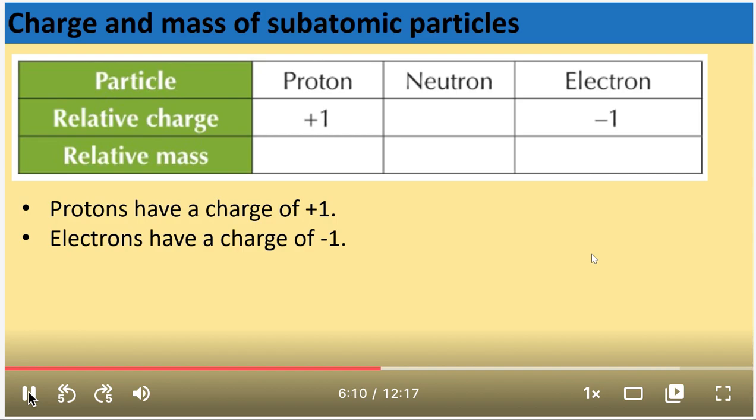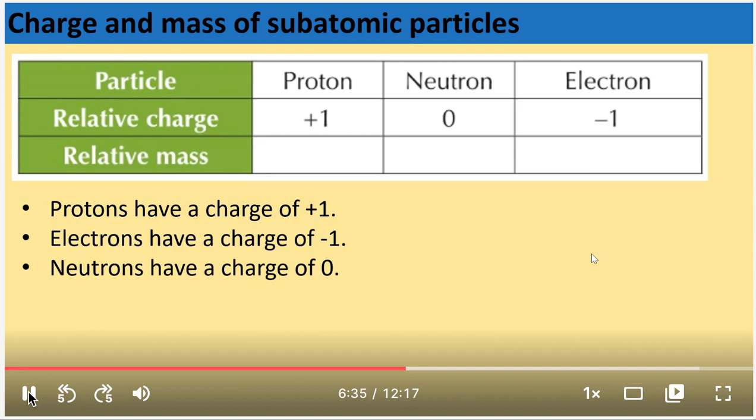Electrons have got a negative charge, and they've got a charge of -1. So they will balance out the charge of the proton exactly. That's why we give it a +1 and a -1 for your electron. Your neutron has a charge of 0. Okay, so that's our 3 different charges on our 3 subatomic particles.